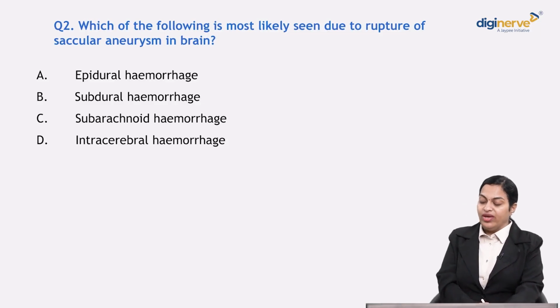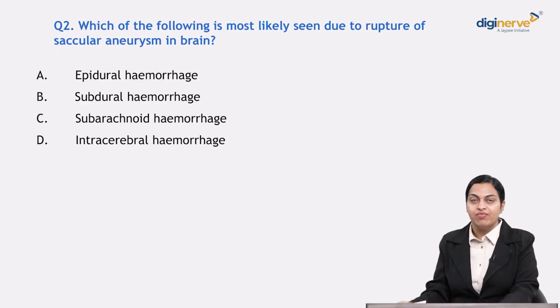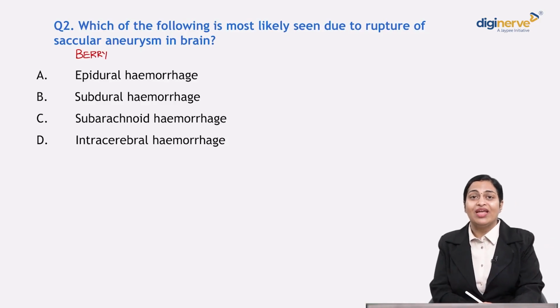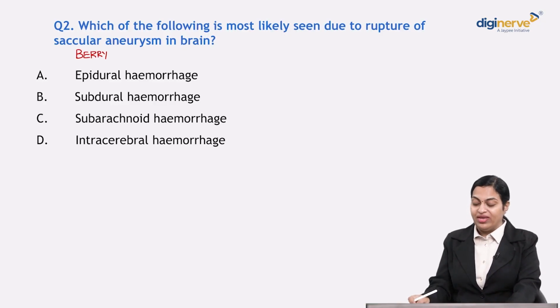Which of the following is most likely seen due to rupture of saccular aneurysm in the brain? Do you know what's the other name for the saccular aneurysm? The berry aneurysm that involves the circle of Willis. And rupture of this berry aneurysm, it produces subarachnoid hemorrhage. Shall we have a quick discussion over this high yield topic?